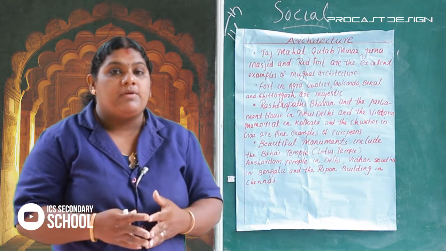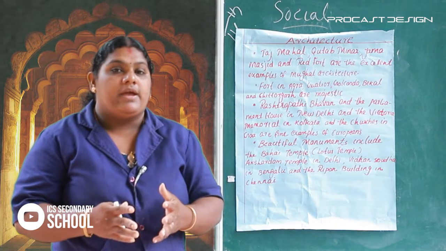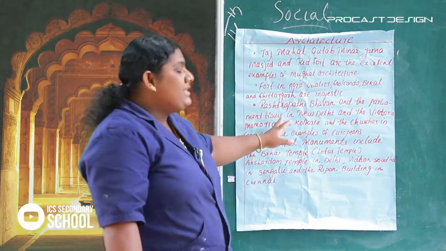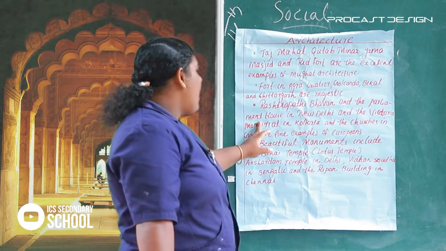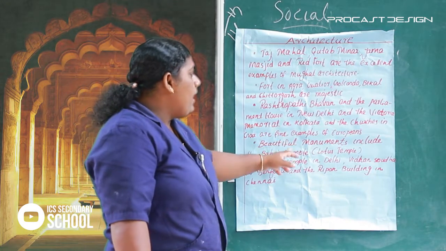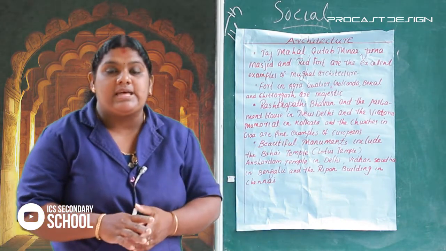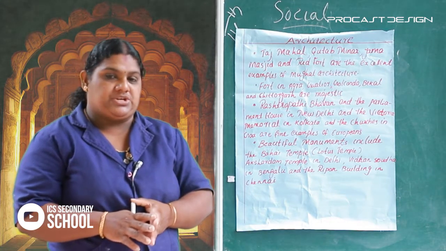At the same time, the British established many architectural examples in India. One of the important ones is Rashtrapati Bhavan and Parliament House in New Delhi, and Victoria Memorial in Calcutta. These are the main important examples of architectural splendor by the Britishers.